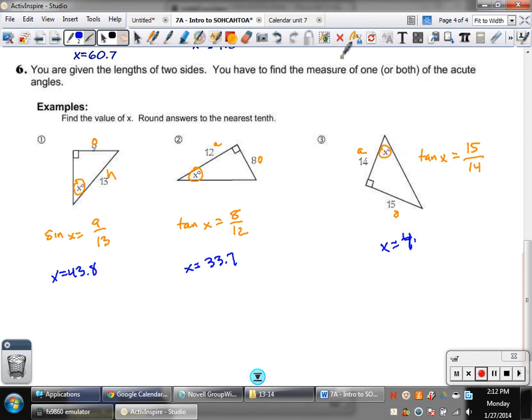Okay? Let's just erase that. That's god awful. We don't want to end on that note. X equals 47.0 to the tenth, so we have to have a tenth.